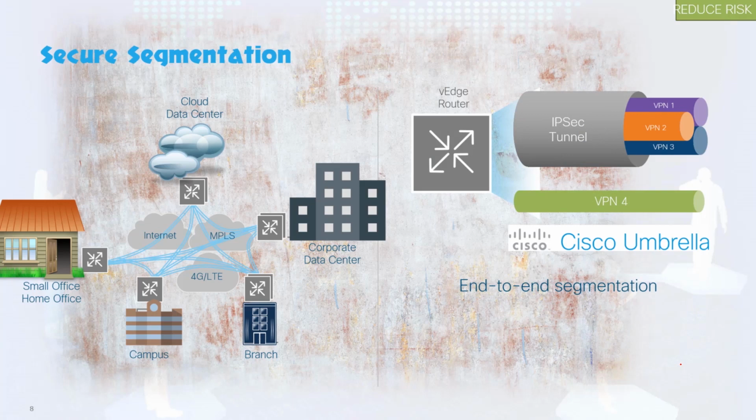And we'll see we can have over 500 different separate segmented networks or VPNs. The cool thing about this is instead of having to configure this device by device, we configure this centrally. It gives us end-to-end segmentation and really gives us a lot of flexibility in how we deploy.